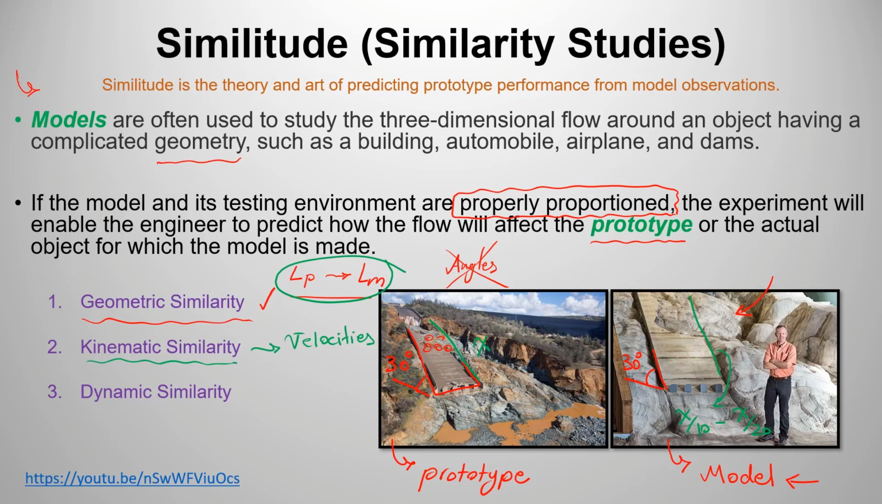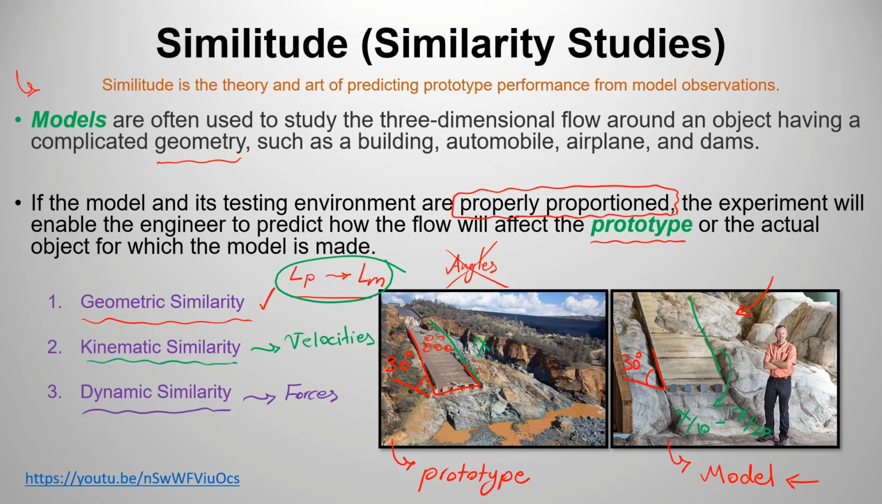And eventually, the last part is dynamic similarity. And you know that dynamic refers to forces. If there are forces that apply to any point in your prototype, the direction of that force should be parallel to the direction of force that is applied to the model. And the value of that should be proportional to the value of the force in your prototype.